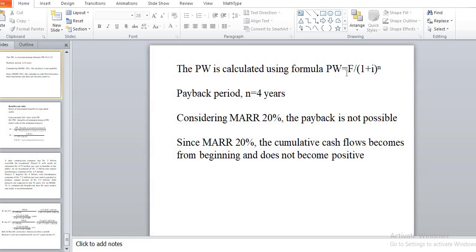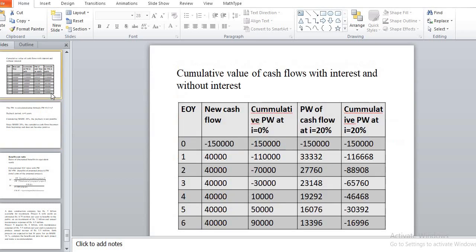With substitution of these particular values, we obtain this column. This column we obtain with 20% interest, and this column we obtain at 0% interest. Now the cumulative of this present worth column at I equal to 20%. So this is the cumulative.